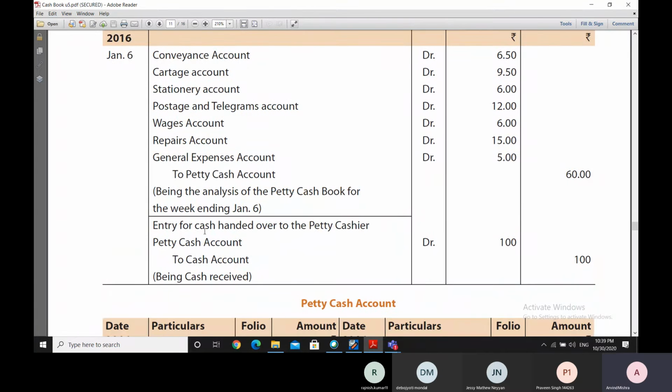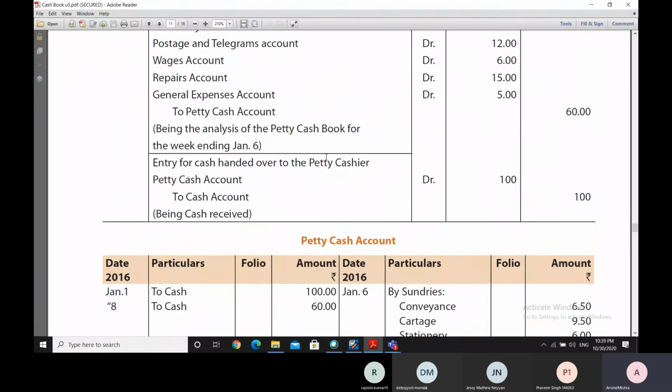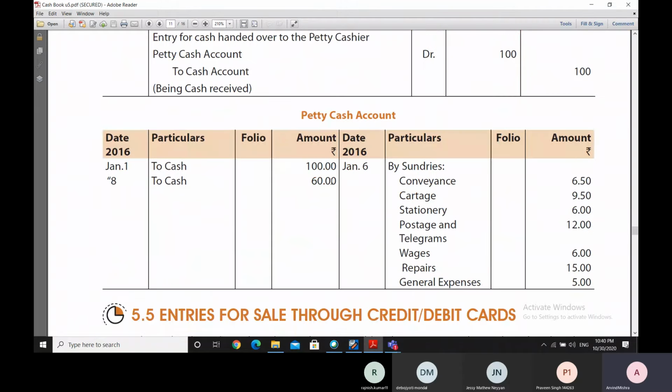then we are also seeing an entry here, a journal entry for cash which is handed over to the petty cashier by the main cashier. So when that is done, the cash account of the books is credited and the petty cash account is debited when this 100 rupees is handed over to the petty cashier by the main cashier. You can see that after making this journal entry, this posting is being made in the petty cash account in the ledger.